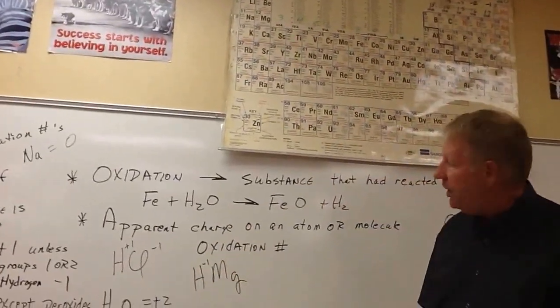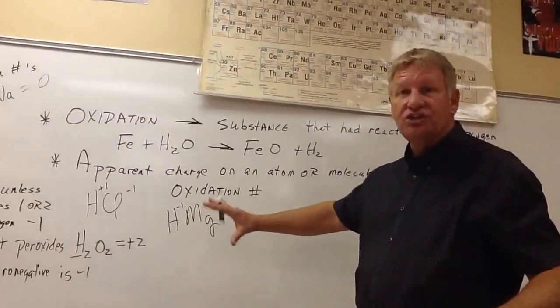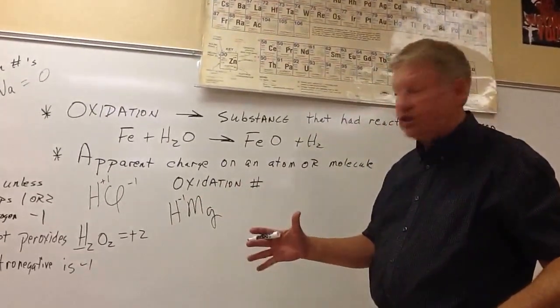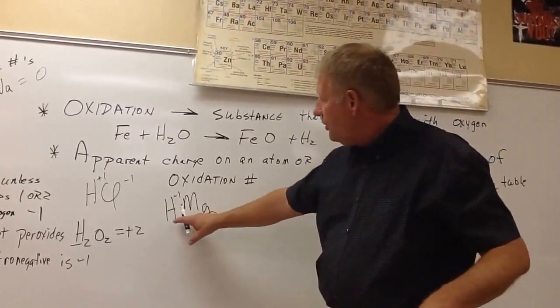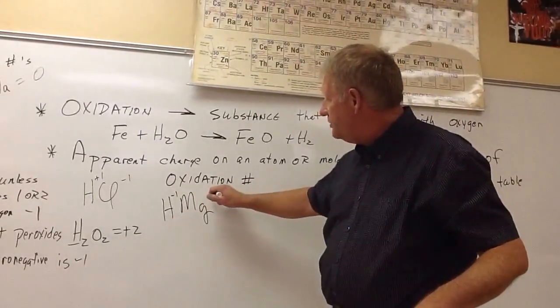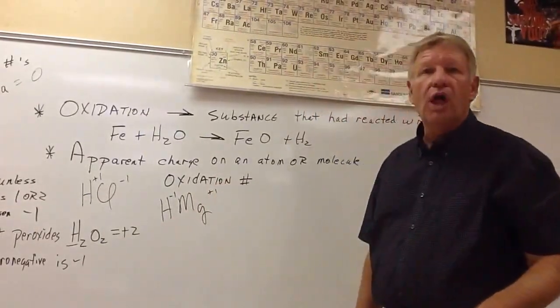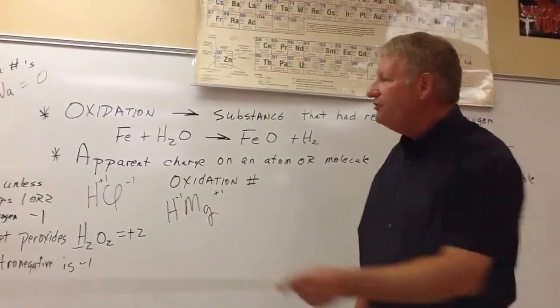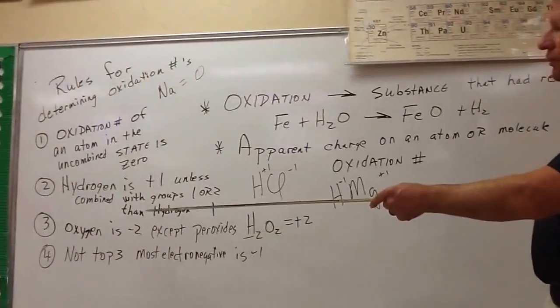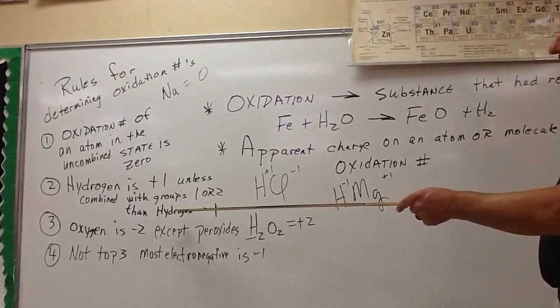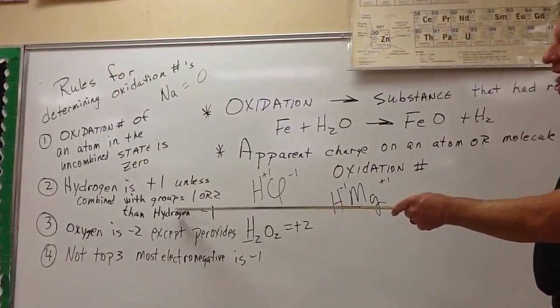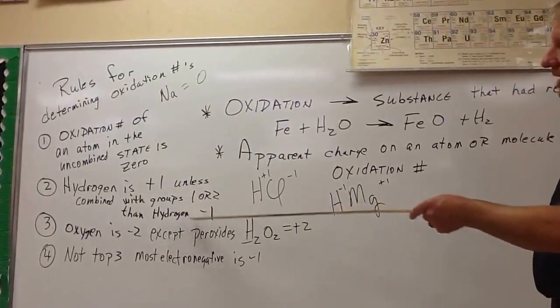it's pretty simple from then on out, because now we have to make this a stable molecule, a stable compound. So if hydrogen's -1, then magnesium would be +1. Oh, and we'll do lots of examples later. So if it has hydrogen, it's +1 unless it's combined with groups 1 or 2, and then it's -1.